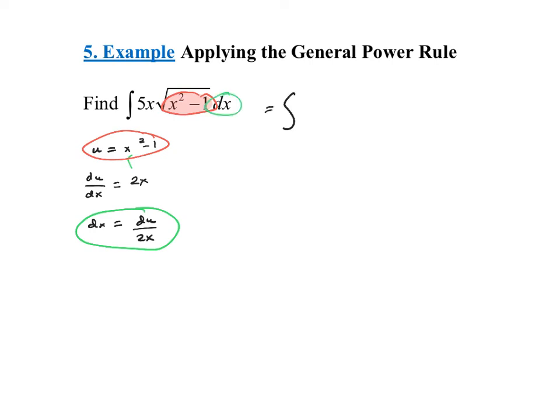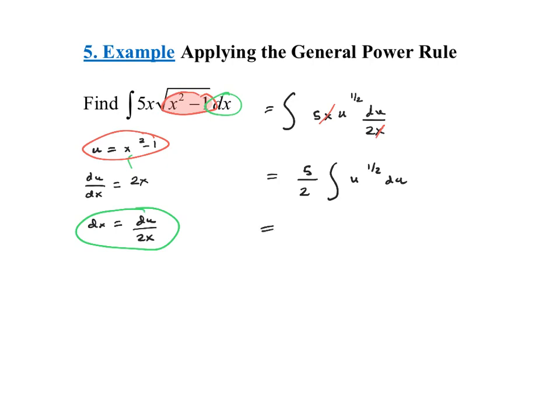So this is the integral of 5x, and then instead of the square root of x squared minus 1, that's really the square root of u. I'm going to rewrite it as u to the 1/2 though. And then instead of dx, I have du over 2x when I make that substitution. Notice the x's simplify, which is great because now I'm only in terms of u. I pull up that constant multiple. Well, the constant multiple is a 5 on top and a 2 on bottom, so 5/2. I have the integral of u to the 1/2 du.